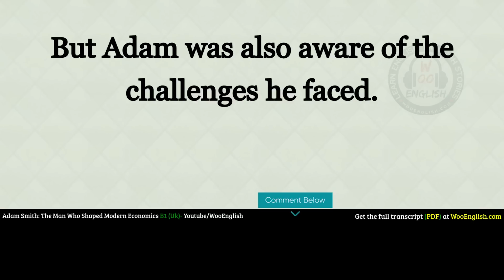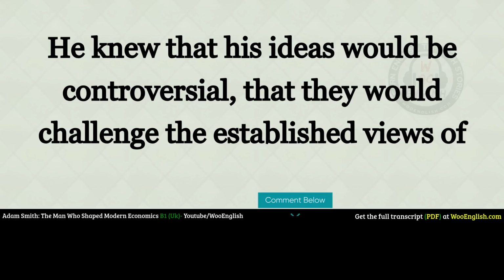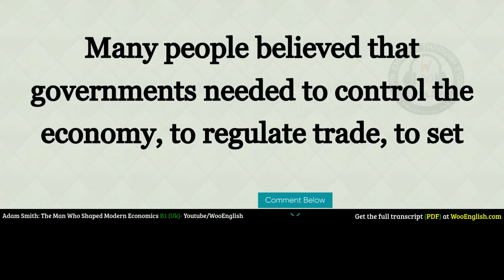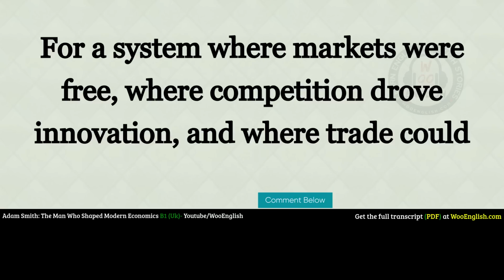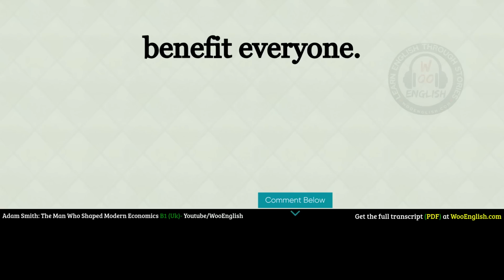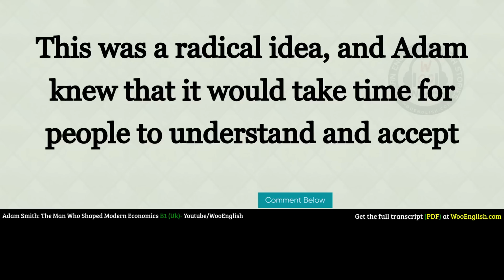But Adam was also aware of the challenges he faced. He knew that his ideas would be controversial, that they would challenge the established views of the time. Many people believed that governments needed to control the economy, to regulate trade, to set prices. Adam was arguing for something different, for a system where markets were free, where competition drove innovation, and where trade could benefit everyone. This was a radical idea, and Adam knew that it would take time for people to understand and accept it.